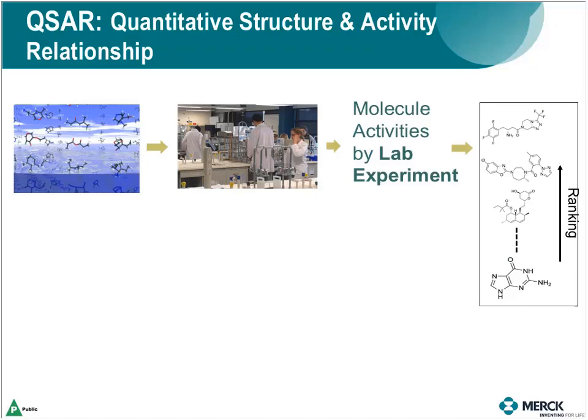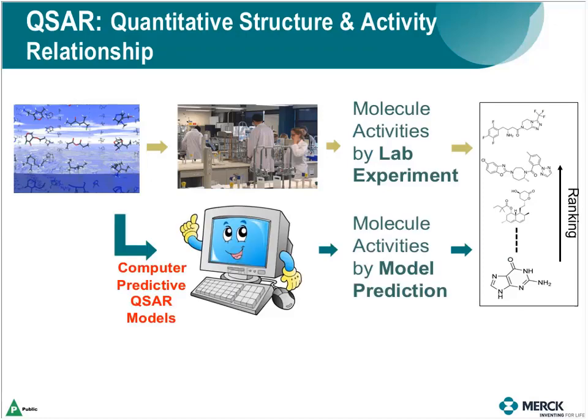But of course, in the modern world, what we really want to do is use a computational predictive model: input the structure of a compound into the model, and then use the model to predict the molecular activity, just like you did in a lab. And then based on the activity, you can rank all the candidate compounds you have, and give the top-ranked compounds higher priority for follow-up experiments.